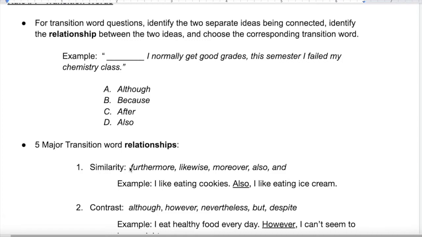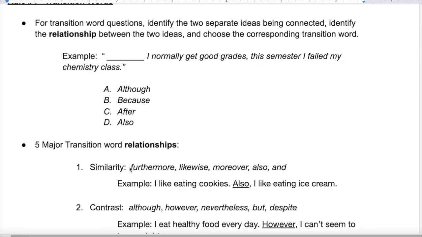Try answer choice C, after. After I normally get good grades, this semester I failed my chemistry class. How's that sound? No. After would be a sequence relationship, like this happened after this thing happened. We're talking about time order, the order in which things happen. So that's no good.